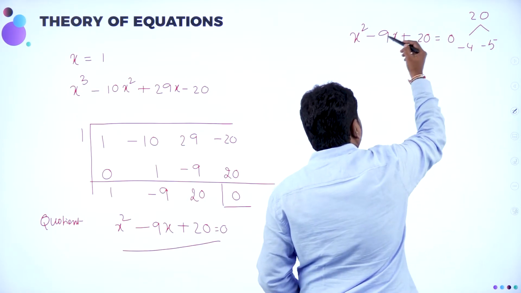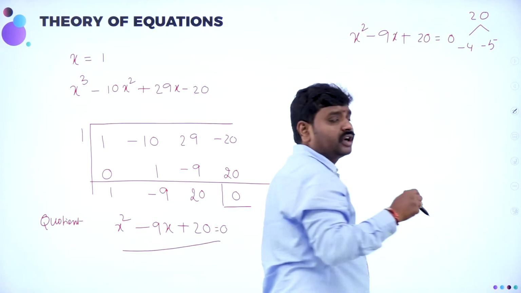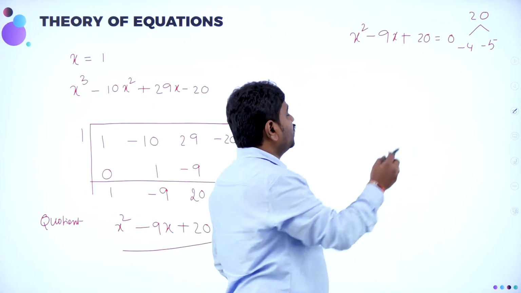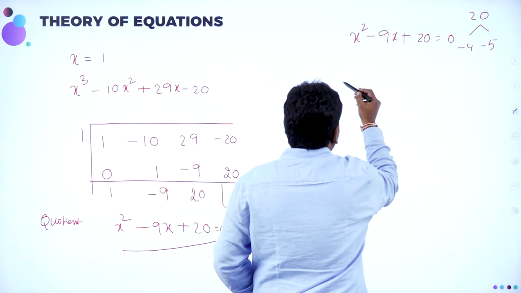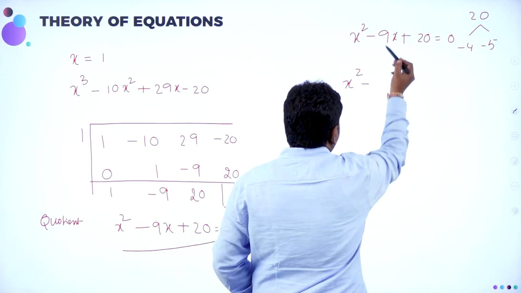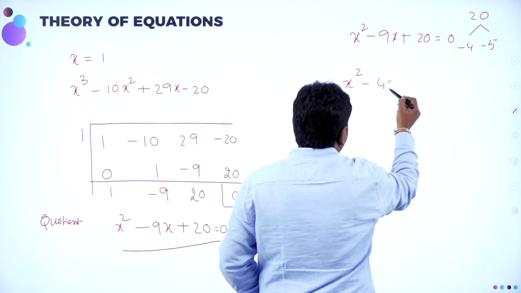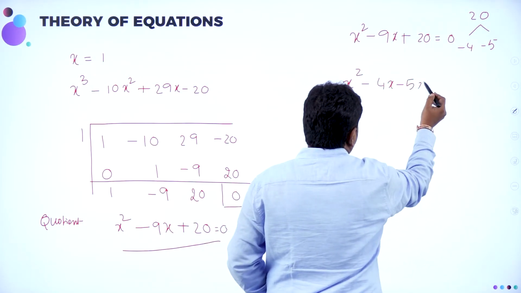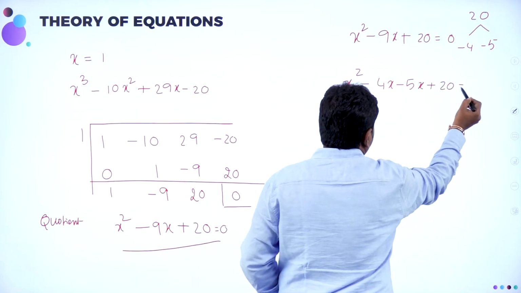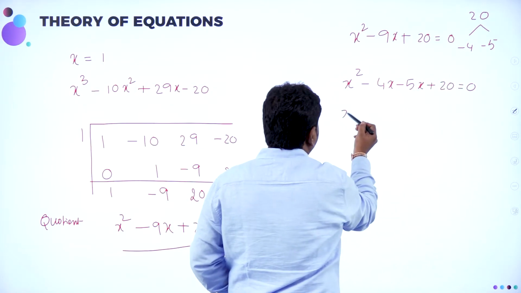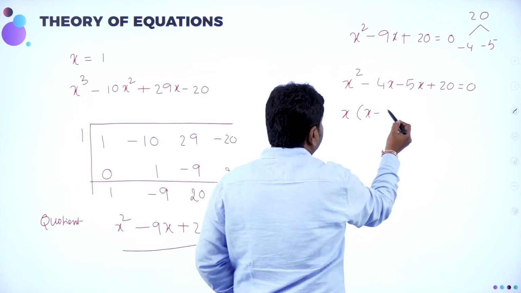If I add, I'll get the middle term. If I multiply, I'll get 20. Minus 4 into minus 5 is plus 20. Minus 4 minus 5 is minus 9. So now I can write x square, in place of minus 9x, I can write minus 4x minus 5x plus 20 equal to 0. Further, in the first two terms, take x common. If I take x common, it will be x minus 4.